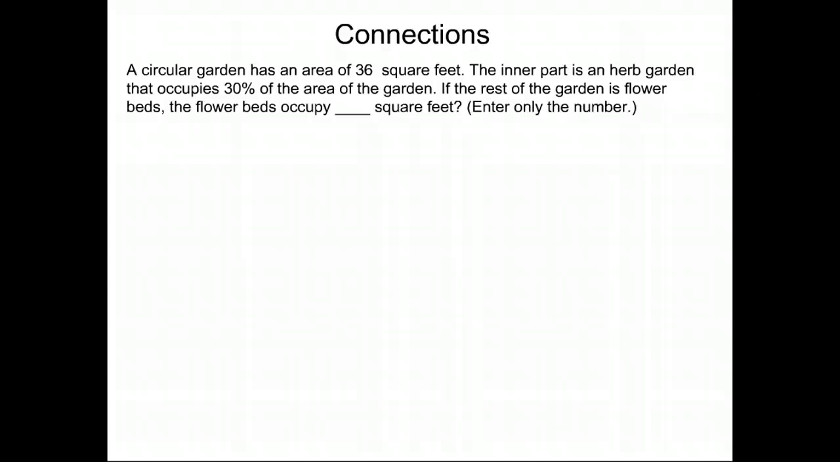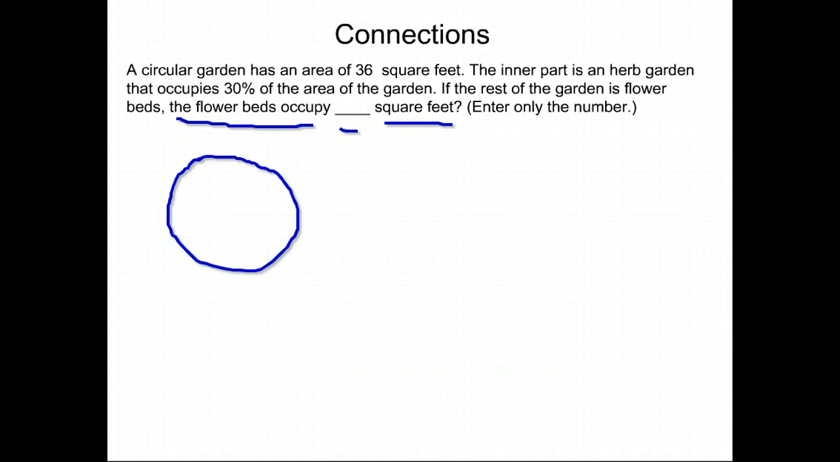Right, here's another. A circular garden has an area of 36 square feet. The inner part is an herb garden, and it occupies 30% of that area. If the rest of the garden is flower beds, the flower beds occupy how many square feet? So we have a circular garden, and somewhere in the middle there is an herb garden, and the herb garden is 30%.